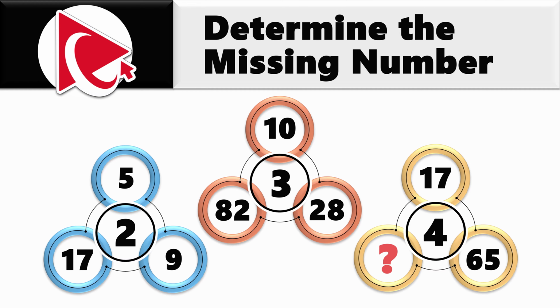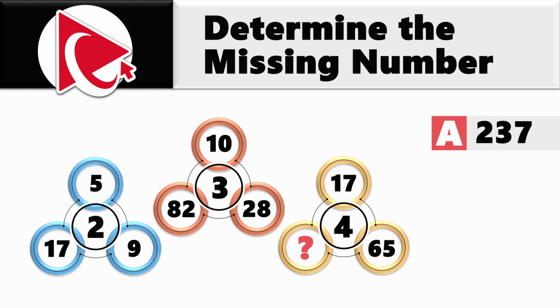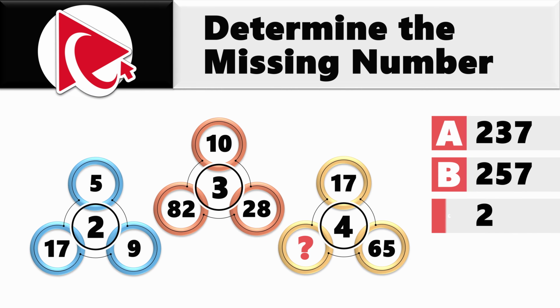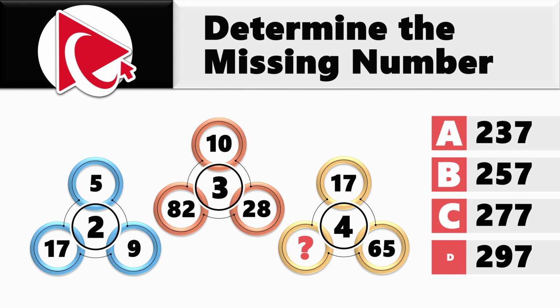Choice A, 237. Choice B, 257. Choice C, 277. And last but not least, choice D, 297.